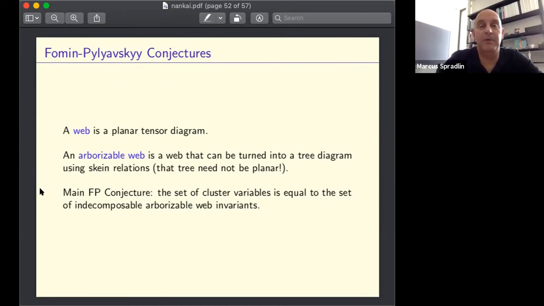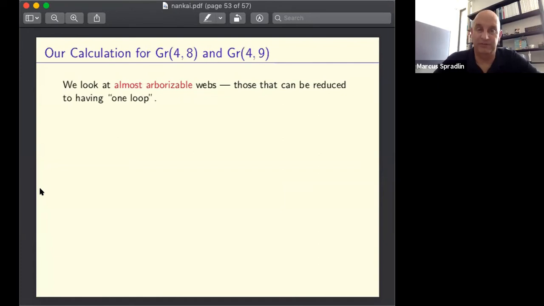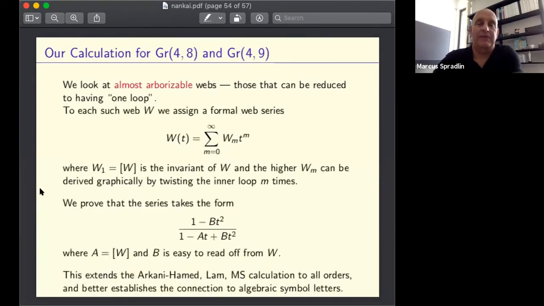So what we did in the latest paper was to look at what we called almost arborizable web diagrams. Those are ones where you can't get rid of all of the loops, but you can reduce them to one loop, okay? So they're not quite arborizable, but they're almost arborizable. And for every such web, we assign a formal power series. So this is supposed to be very reminiscent of the power series I had a few moments ago. The first non-trivial term in the power series is the web invariant associated to W.